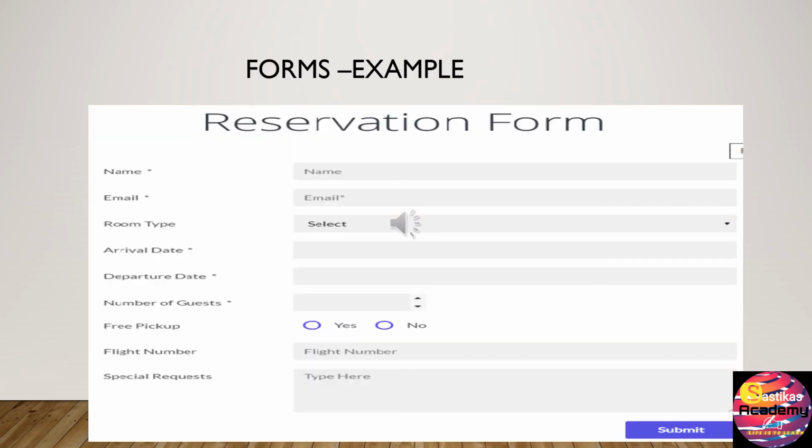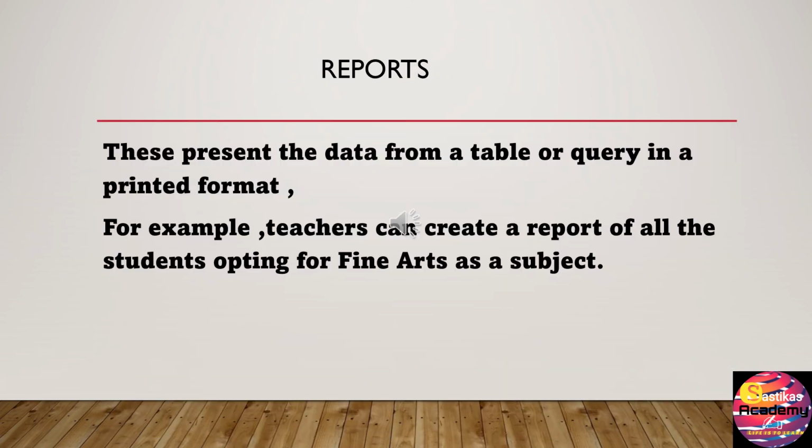Look at this example: forms in a reservation system. If you are entering name, email, room type like that, after clicking the submit button, this set of information is stored in the database. First, the front end is the forms. After submitting, the data is stored in the database table. After that, if you want to view the data, it is viewed in report format.